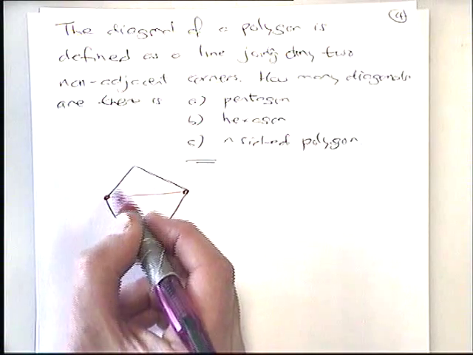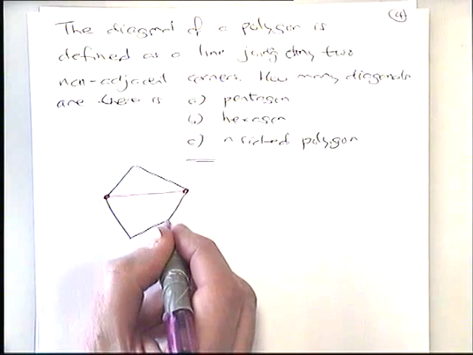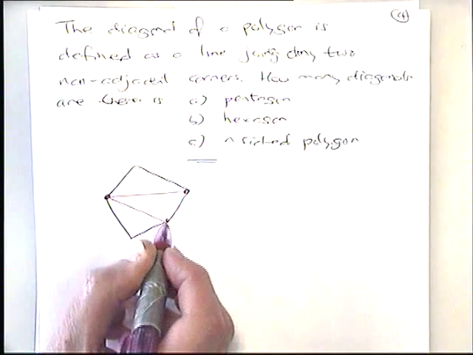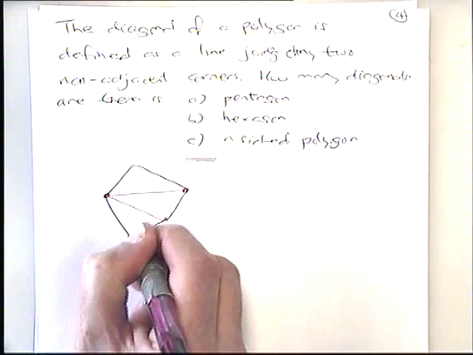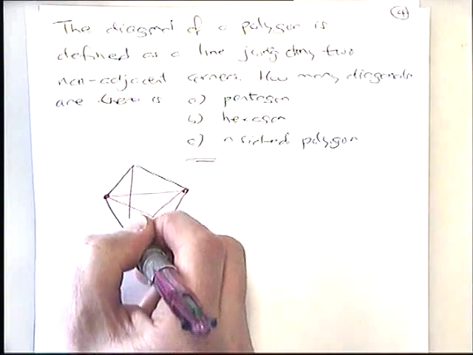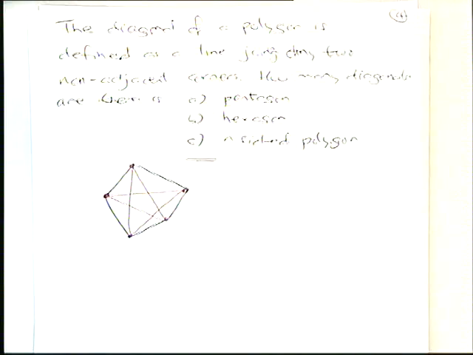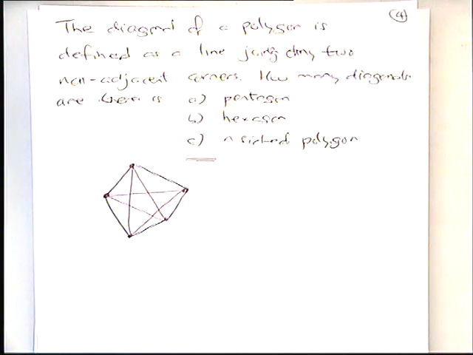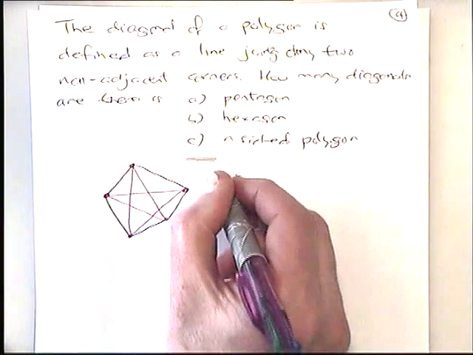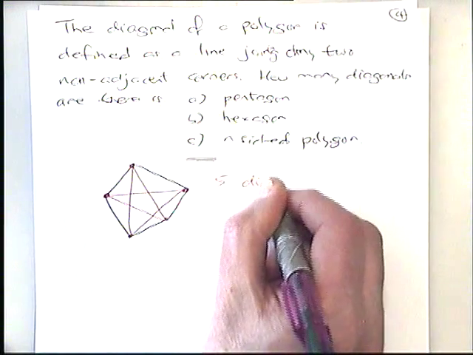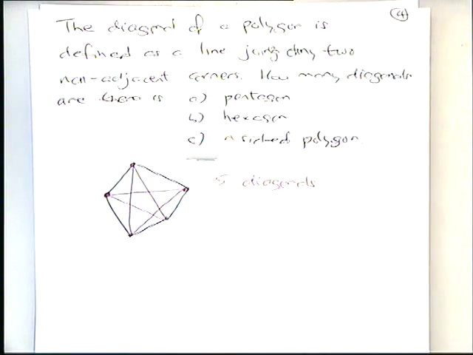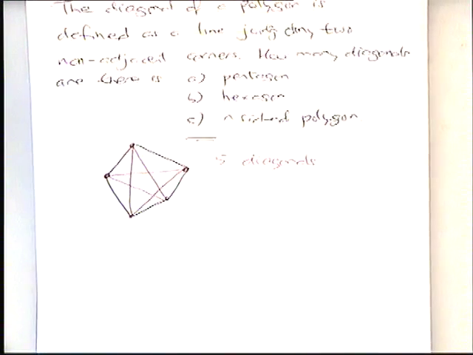Can't choose that one because that's an adjacent corner. That would just give me an edge. I can choose that one over there, and the other ones I can do are going to be that. So you can just count up how many red lines there are. 5. There are 5 diagonals. That was fairly easy to do, just by counting.